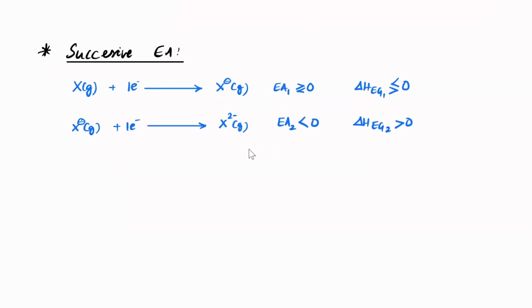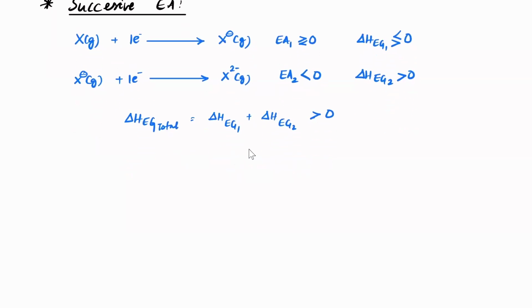Now see the interesting fact that delta H of electron gain total, which is equal to delta H electron gain 1 plus delta H electron gain 2, is always coming out to be positive. What I'm trying to say is that in all cases of the elements, the second electron gain enthalpy magnitude will always be greater than the first electron gain enthalpy magnitude.